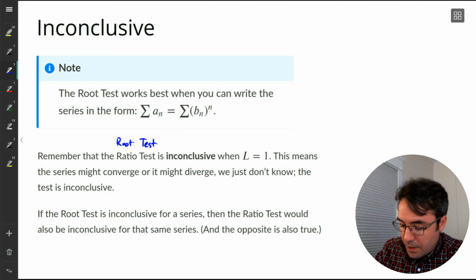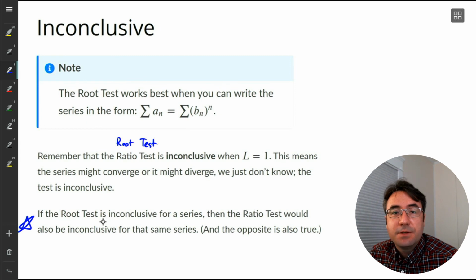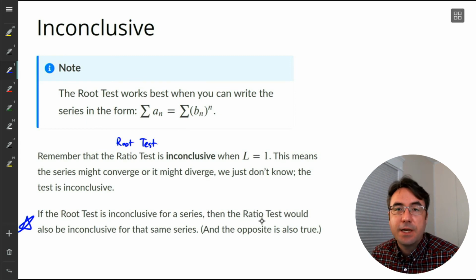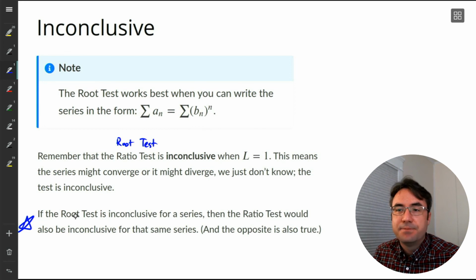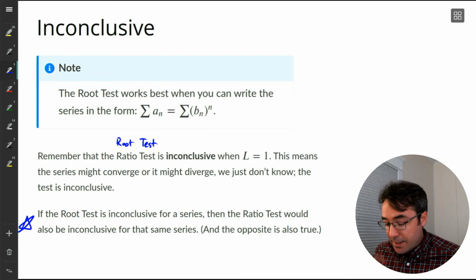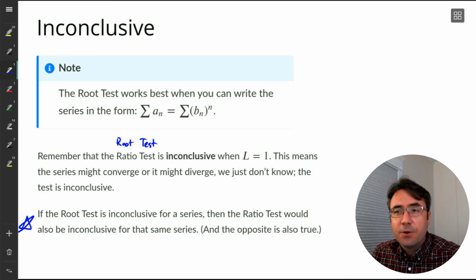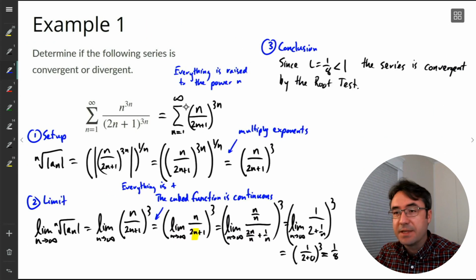And one other little note here, this one's worth starring. If you go through and the root test is inconclusive, then don't even try the ratio test, because that would be inconclusive as well. And the opposite is true. If you try the ratio test and it's inconclusive, don't waste your time. The root test is going to be inconclusive as well. These two are very similar, and if one's inconclusive, the other one's inconclusive. So that's really it for the root test. We're not going to use this one too much. Again, it works well when we have something all raised to a power n.